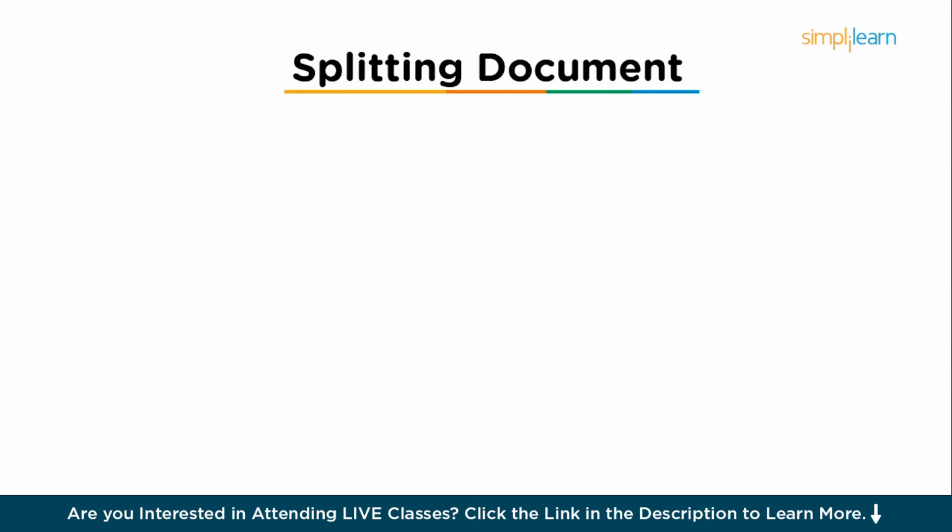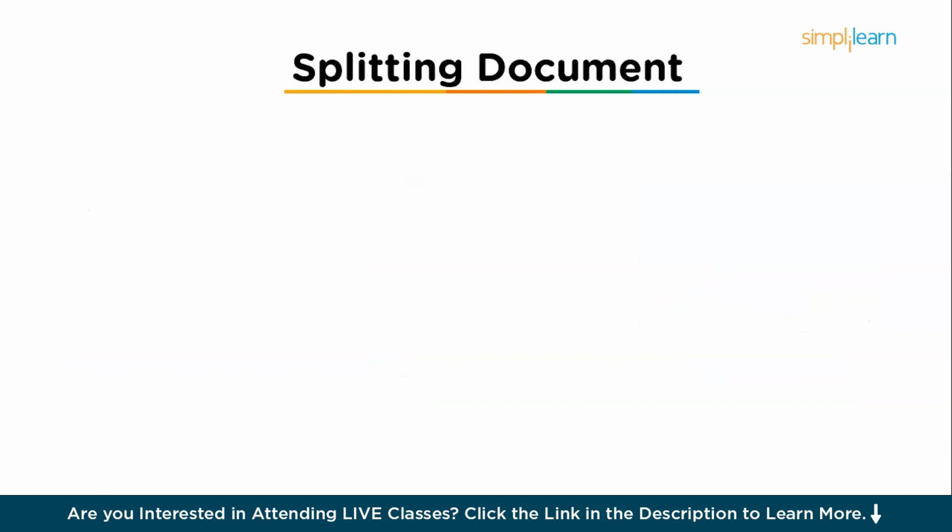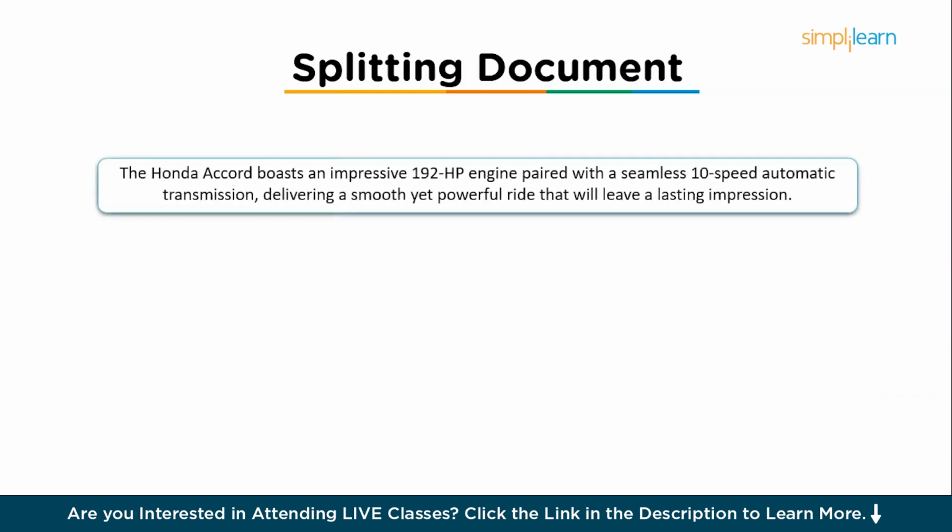It may sound easy, but there are a lot of subtleties here. Document splitting happens after you have loaded your data into the document format, but before it goes into the vector store. This may appear really simple; you can basically split the chunks according to the length of each character or something like that. For example, we have a sentence: the Honda Accord boasts an impressive 192 HP engine paired with a seamless 10-speed automatic transmission, delivering a smooth yet powerful ride that will leave a lasting impression.